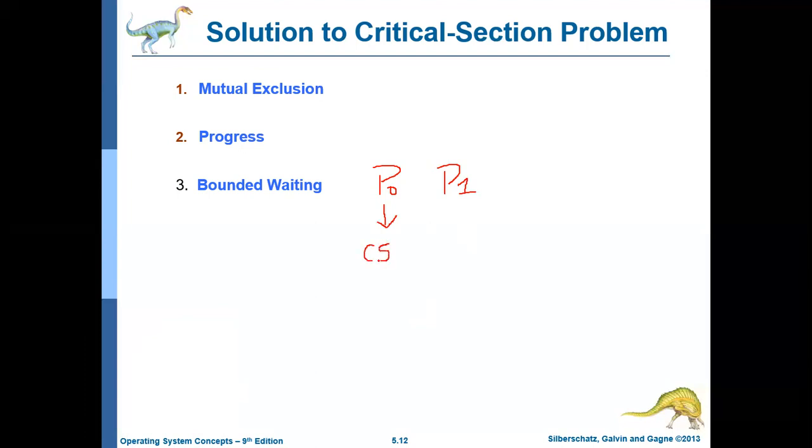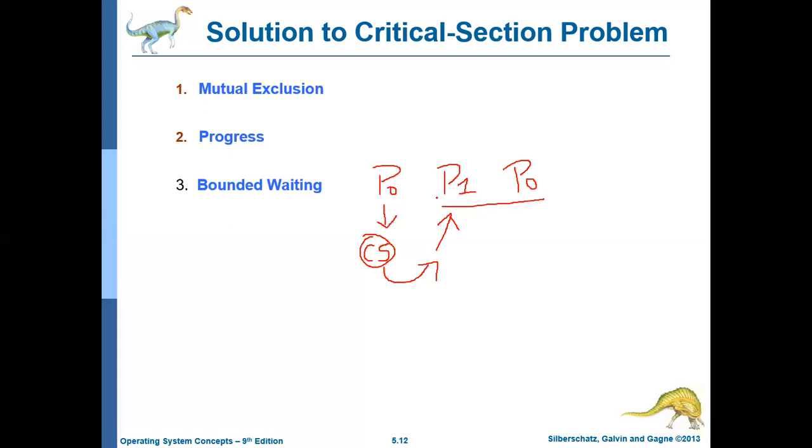I'll call it CS. P0 enters the critical section and then it comes out. After coming out, P0 once again wants the critical section. So now again P0 wants and P1 wants. Now the algorithm should ensure that the critical section, the second time, should go to P1. It should not be immediately given again to P0.